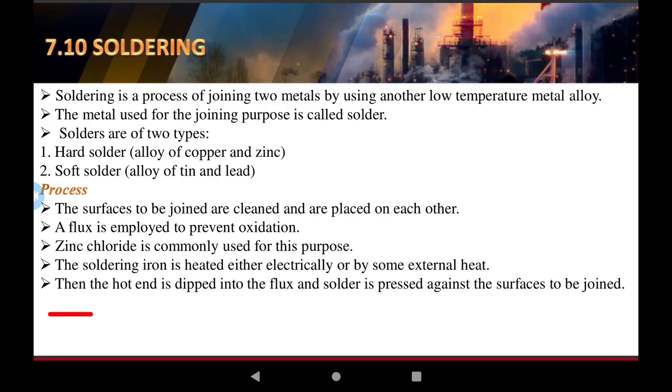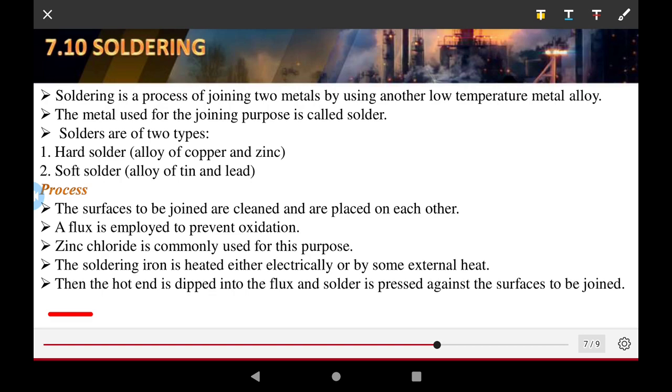Soldering. What is soldering? It is also a welding operation. Soldering is the process of joining two metal parts using a low-temperature alloy. The metal used for the joining process is called solder. There are two types of solder, hard solder and soft solder.